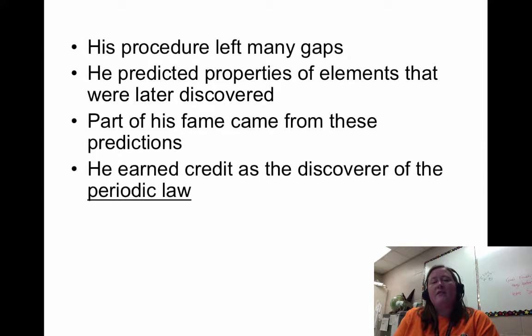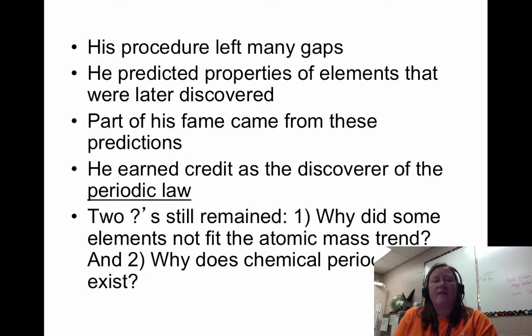With the publishing of his first periodic table, he earned credit as the discoverer of the periodic law. A later definition for periodic law comes about that was developed by a guy by the name of Moseley, but Mendeleev is given the credit as the discoverer of the periodic law. With the arrangement of the periodic table, it didn't really explain why some of the elements didn't fit the atomic mass trend, and it doesn't really explain why these repeating patterns even exist at all.